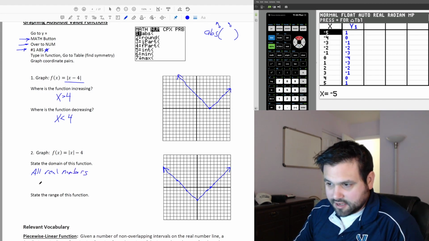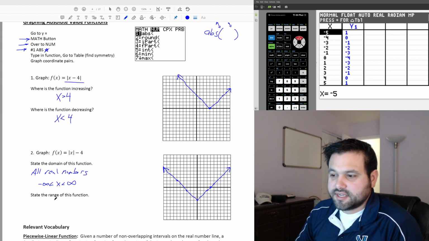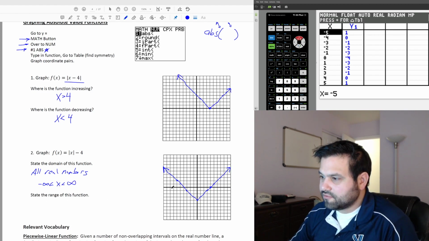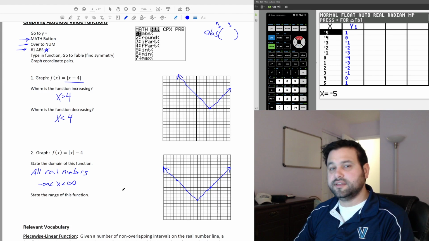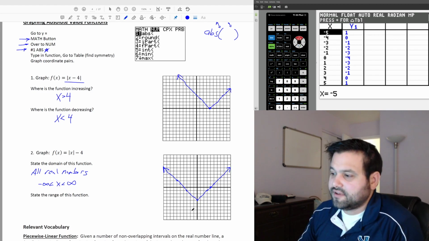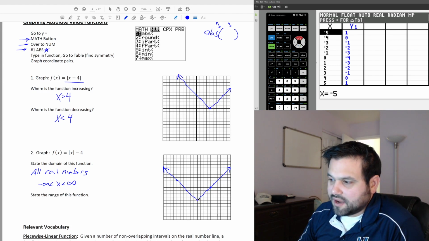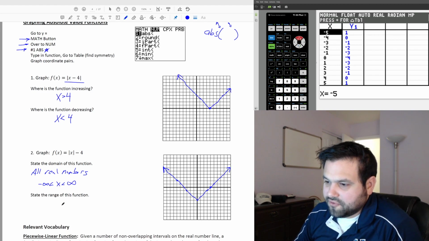Okay, you can say from -infinity to infinity if you want. State the range. Okay, the range. We can do this graphically, the bottom to the top of the graph. The very bottom of the graph, what's my y value? It's -4.